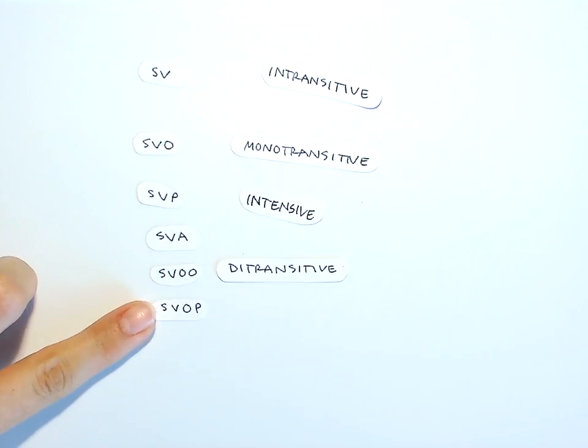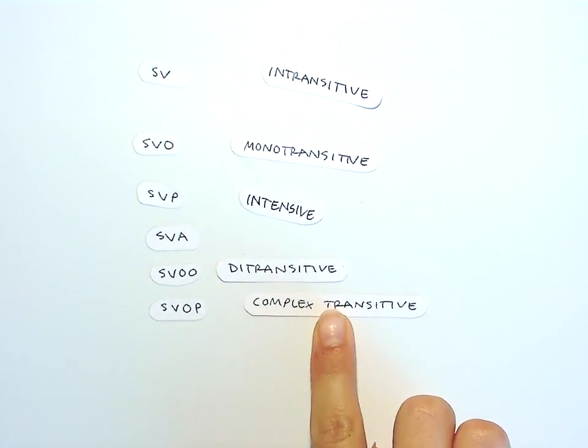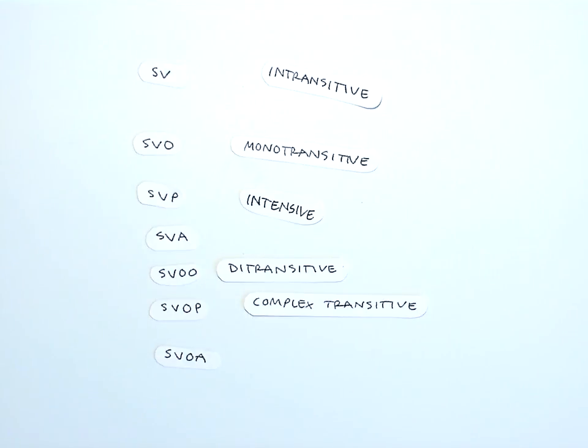Similarly to SVP, the rightmost complement is a further specification. In this case, however, the complement describes the object more closely. This is called object predicative. These kinds of verbs are complex transitive. Other than in SVOO, the predicative doesn't introduce a further actor. Finally, SVOA. Here, the second complement is filled by a prepositional phrase that functions as an adverbial.